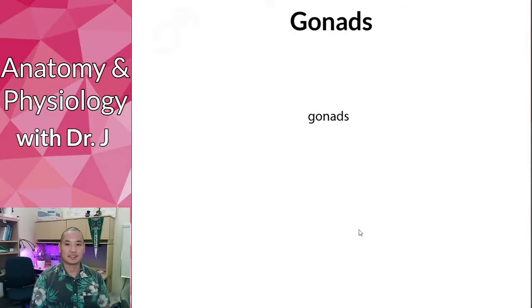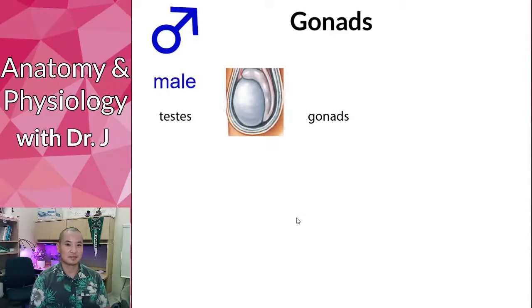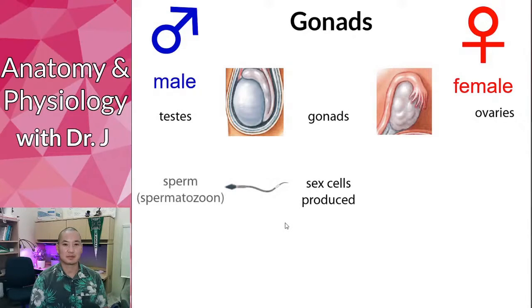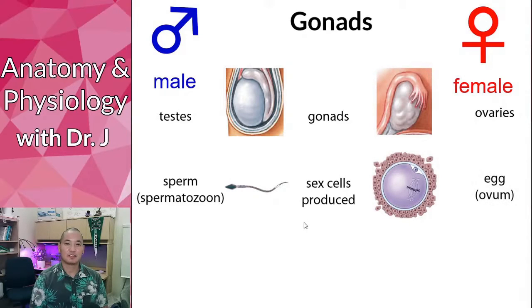What are the gonads? Well, in the male reproductive system, those are the testes, and the female analog are the ovaries. And the sex cells produced in males are the sperm, or spermatozoon is singular, spermatozoa is plural. And then we have the ovum or the egg in the female reproductive system, or ova for plural.